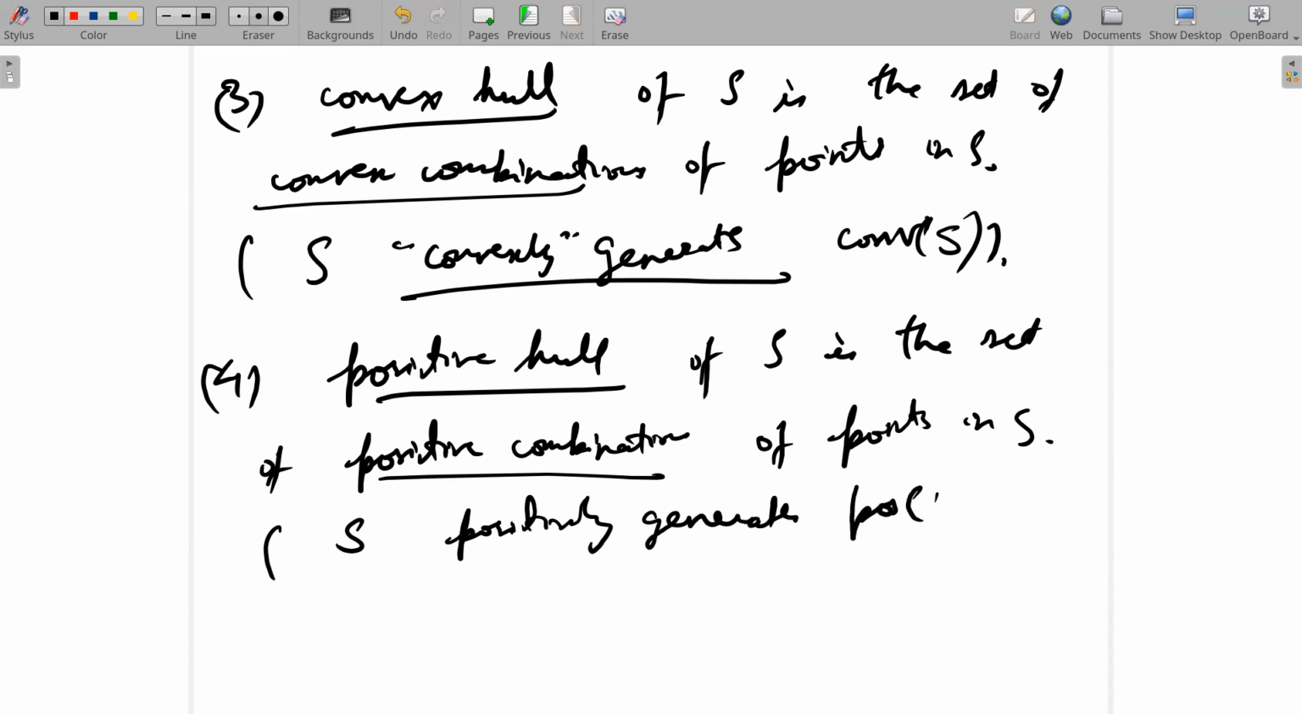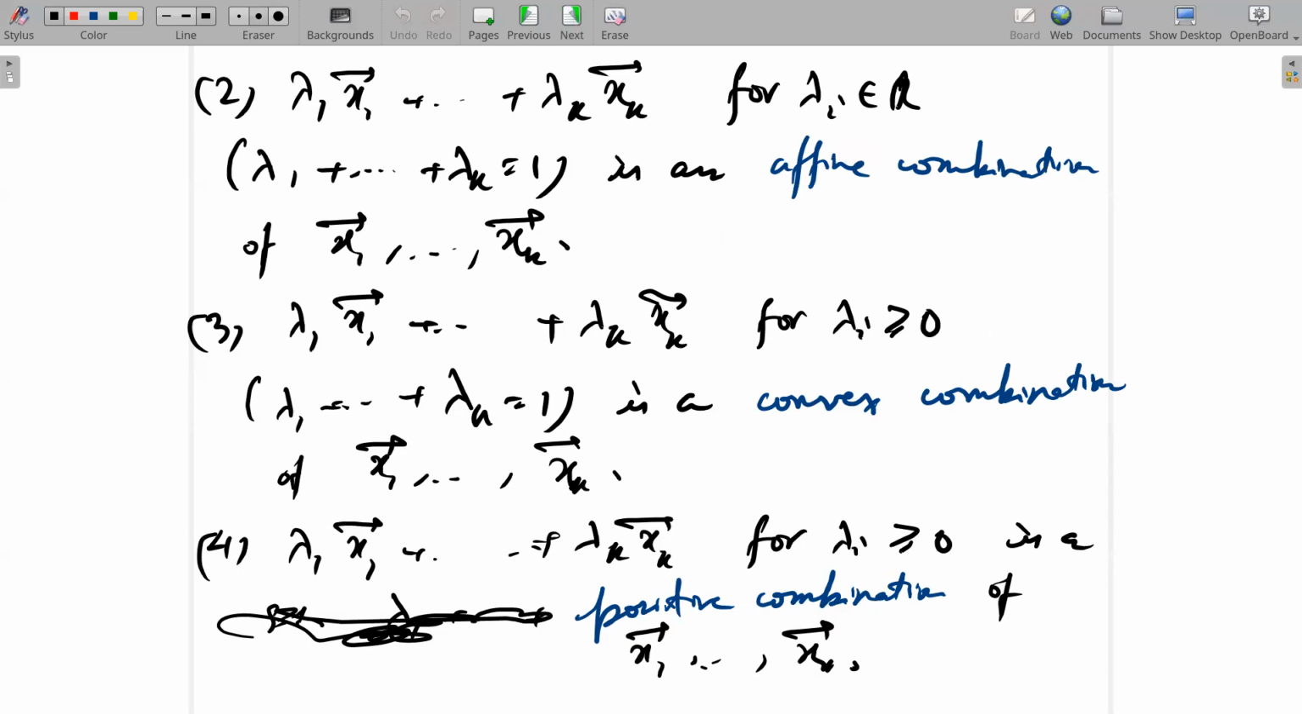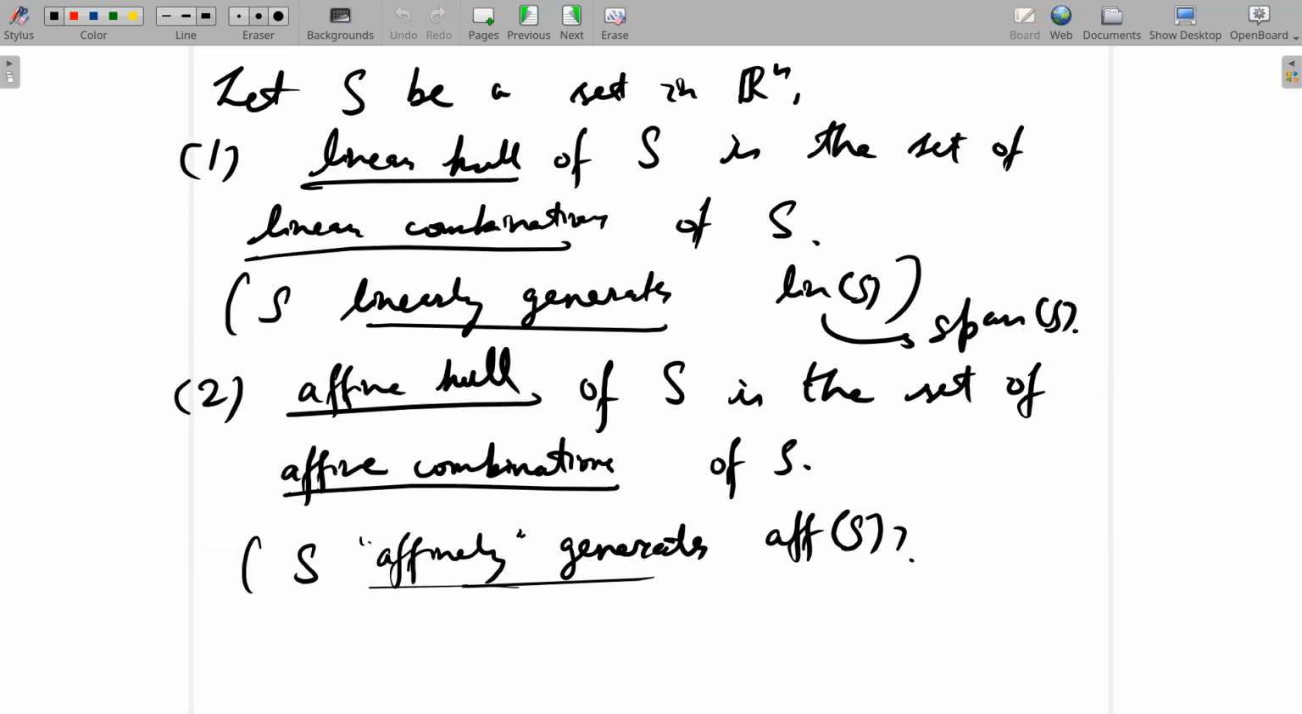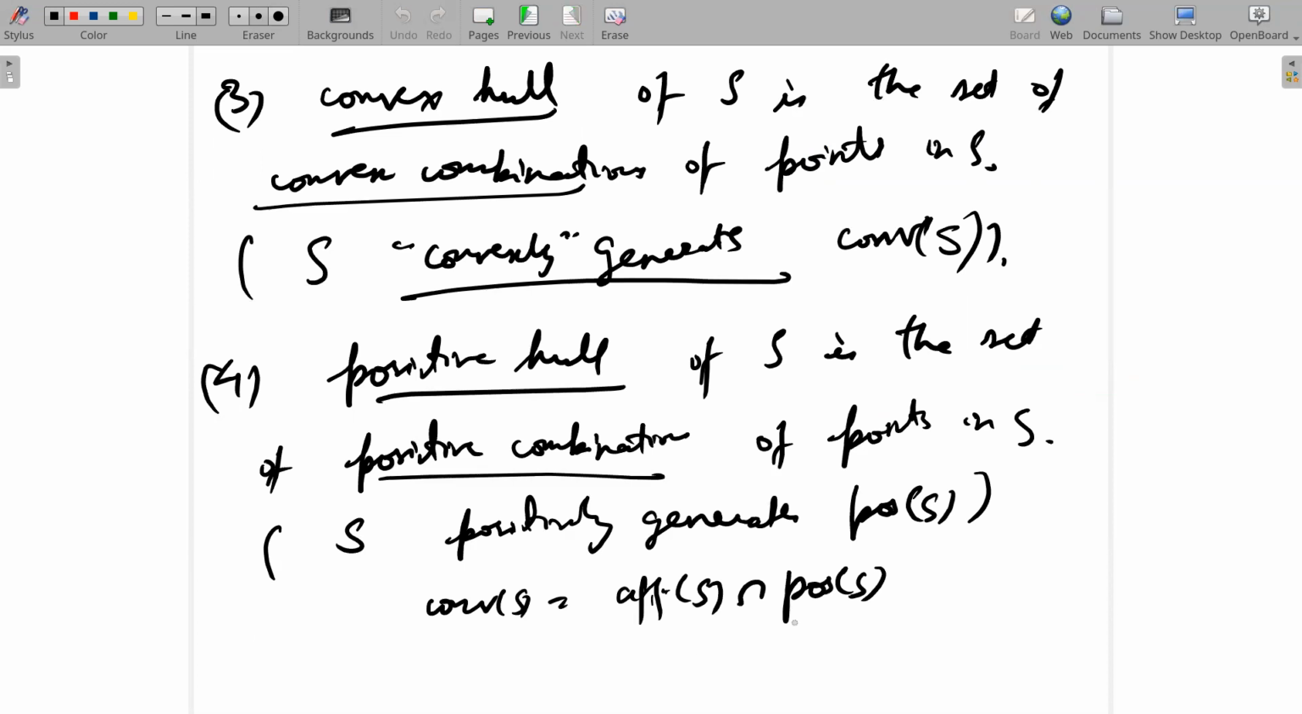And you can easily see that conv S is nothing but aff S intersection pos S, right? Because what does the affine hull require? It requires things to sum up to 1. There is no sign constraint on that. It can be positive, negative, doesn't matter. The lambda i's just have to sum to 1. In pos, you don't have this condition. All you need is lambda i bigger than or equal to 0. If you take the intersection of those two conditions, you have both. So convex hull is just affine hull intersection positive hull. Okay.